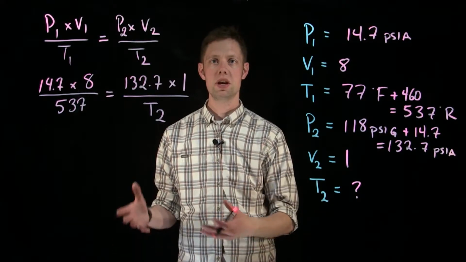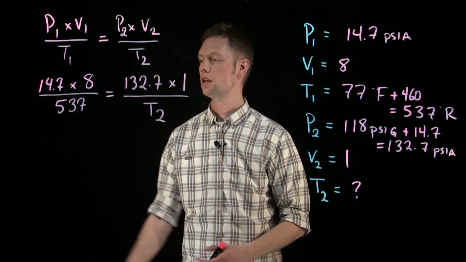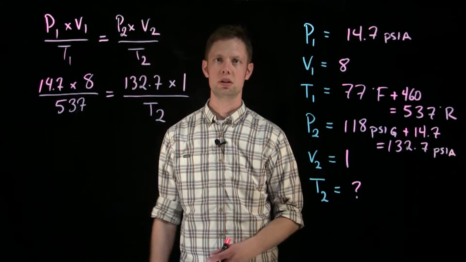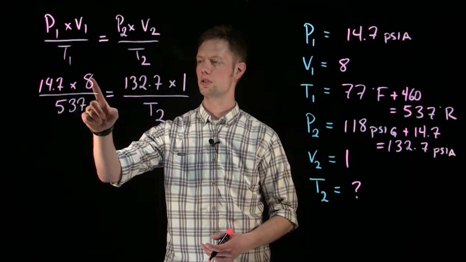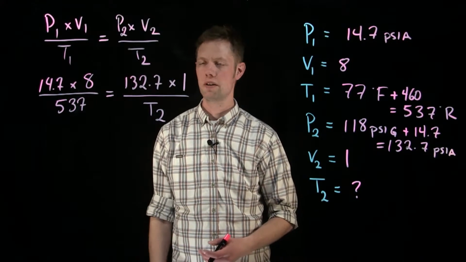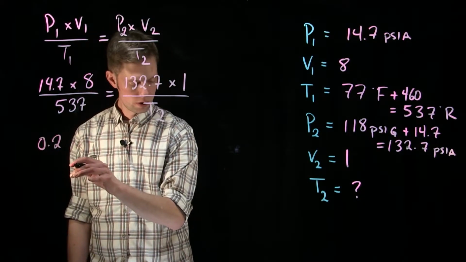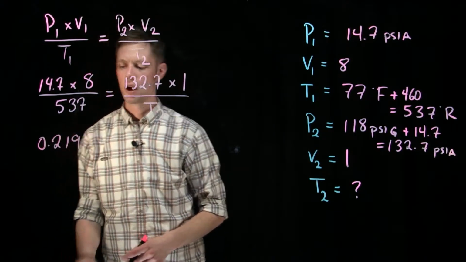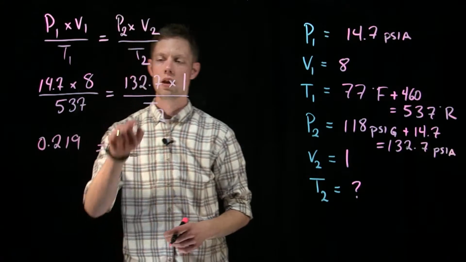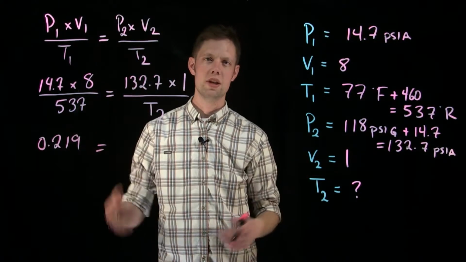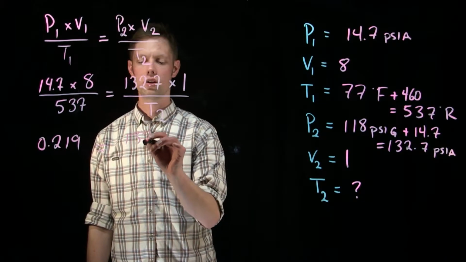The first step I would take to solve this problem is solve the easy part, solve what you know already. So this part of the equation, let's solve it. All I would do is take my calculator, type in 14.7 times 8, and then divide by 537. If we round it, it'll give us 0.219. Next thing, we can do that part easy as well. 132.7 times 1 is 132.7.